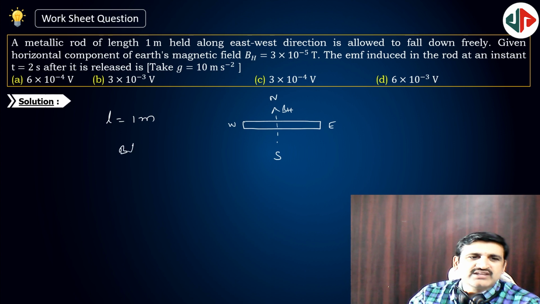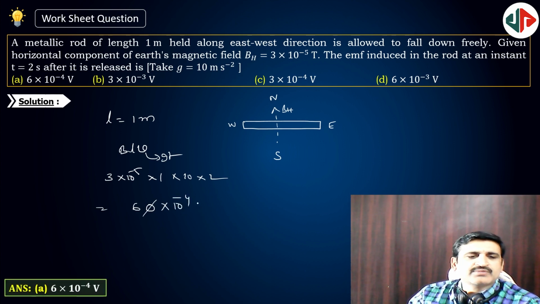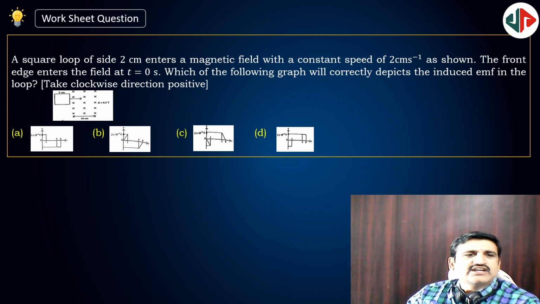BLV formula. B value is BH, 3 into 10 to the power of minus 5. L equal to 1 meter. Velocity after 2 seconds is V equal to GT, 10 into 2 seconds. So this is 6 into 10 to the power of minus 4 volts.